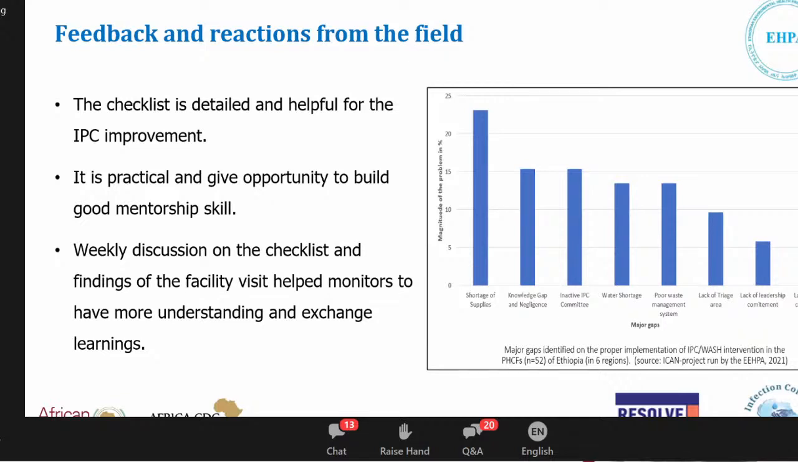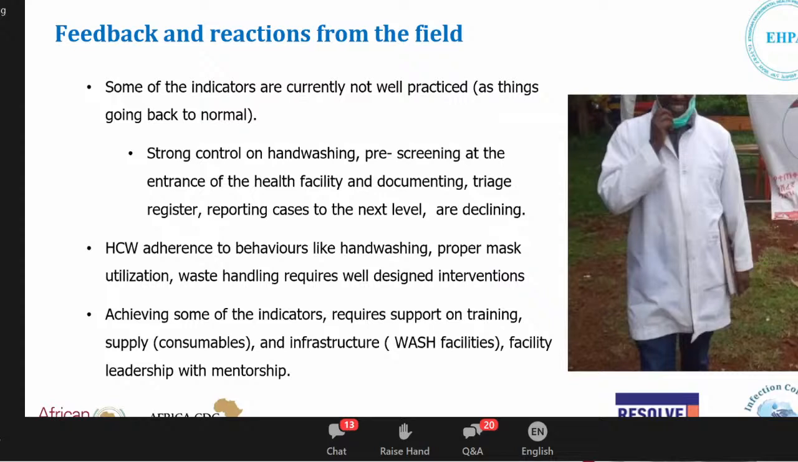So as you can see on the graph, these are some of the outputs of the checklist, I can say. The checklist can help to easily identify what problems there are, like the shortage of supply, knowledge gap, and the inactive IPC committee. These kinds of things can be easily identified using this checklist. So it is very nice and helpful.